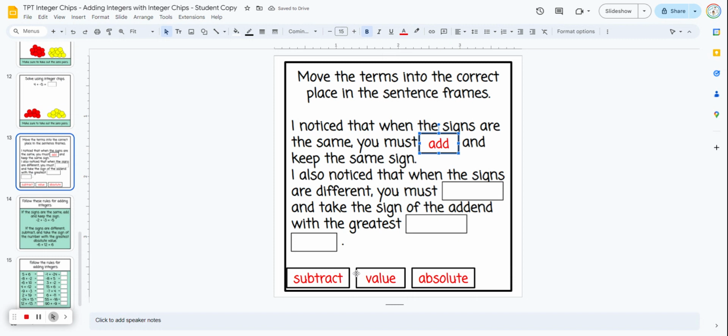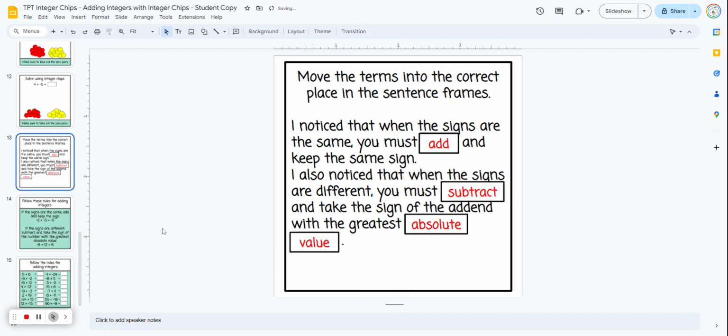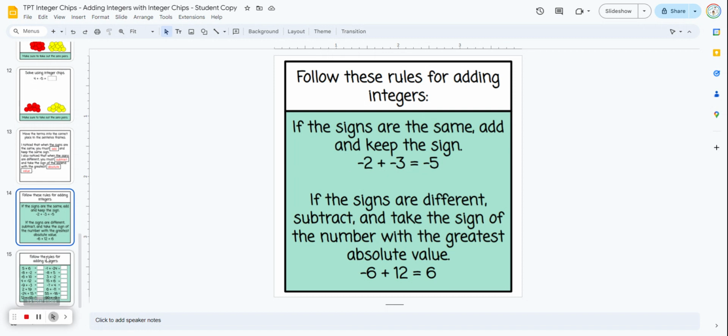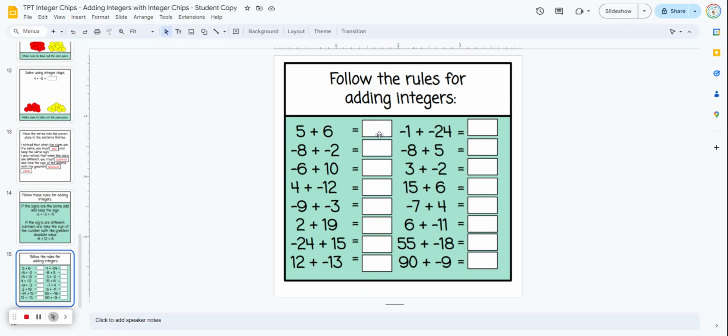When the signs are different, you must subtract and take the sign of the addend with the greatest absolute value. And you will need to go over this with the students so they understand what this means. So slide 14 then gives the rules for adding integers. So once they know how to do it conceptually with the chips, then you can give them the rules. And the very last slide, they're just going to be using the rules to complete all of these integer problems.